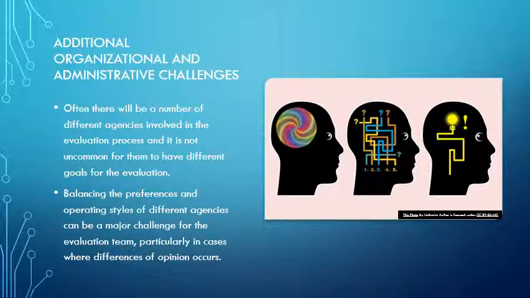The next slide, additional organizational and administrative challenges. Often there would be a number of different agencies involved in the evaluation process, and it is not uncommon for them to have different goals for the evaluation. Next, balancing the preferences and operating styles of different agencies can be a major challenge for the evaluation team, particularly in cases where differences of opinion occur. Now, all this is saying is that some of the challenges is that you might have different evaluators with different mindsets, and they might want to evaluate the situation differently.